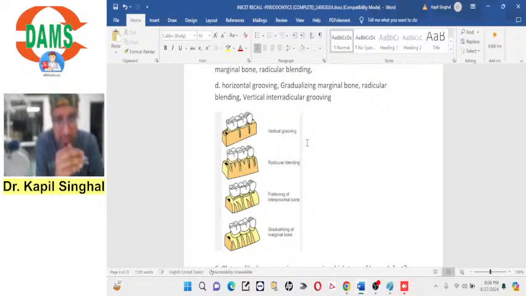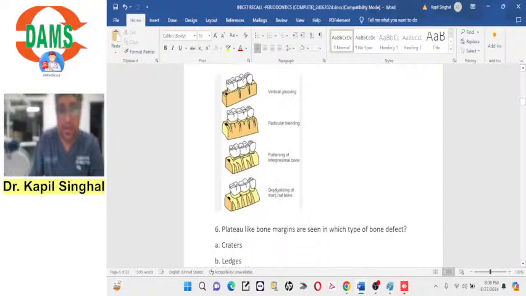So these are the 4 steps. Please remember them in sequence so that you can find the correct answer. So vertical grooving, radicular blending, flattening of the interproximal bone and gradualizing of the marginal bone.